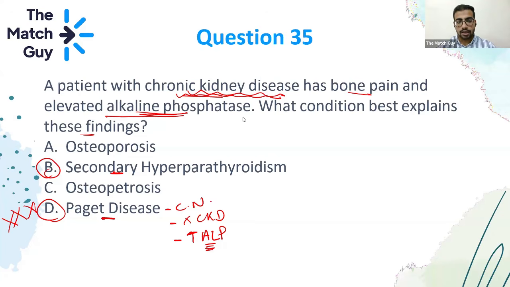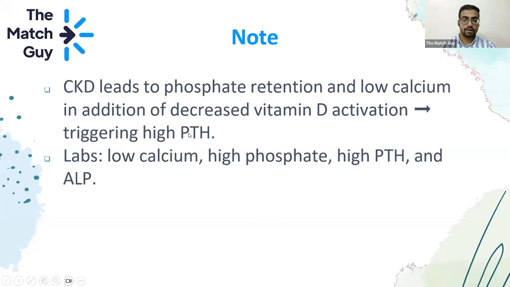As I mentioned, guys, the elevated ALP is just a non-specific biomarker of bone remodeling. You're going to have it with vitamin D deficiency, Paget disease, hyperparathyroidism, whatever. So it's secondary hyperparathyroidism. CKD, as we said, leads to phosphate retention and low calcium in addition to decreased vitamin D activation.